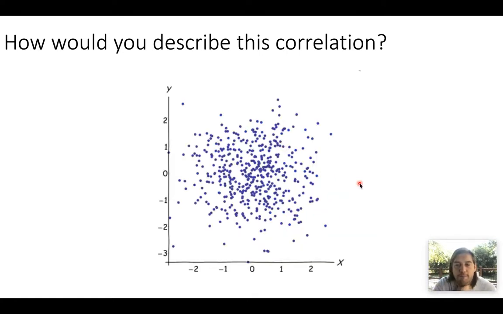And here, how would you describe this correlation? I would describe this one as no relationship, right? Our line of best fit is going to just be a horizontal line here.